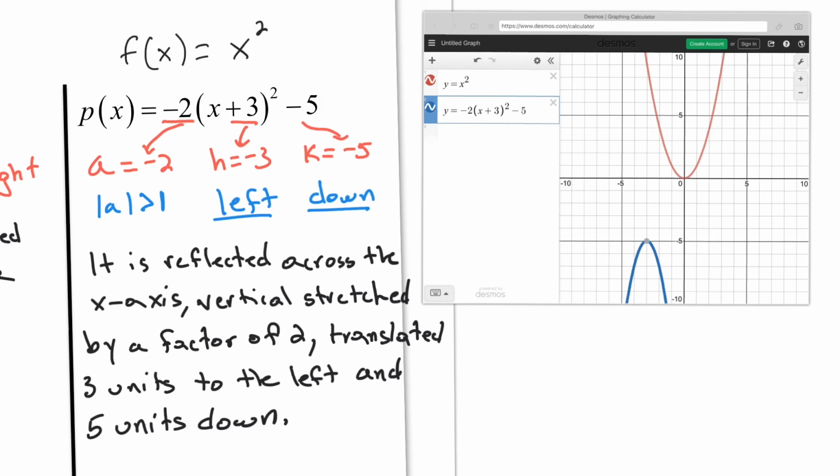I want you guys to really understand this section or this video, because the next video is going to show you guys how to graph quadratic equations in vertex form. If you understand transformations, you will have a better understanding, and it's going to make your life a lot easier when you have to graph quadratic functions in vertex form.